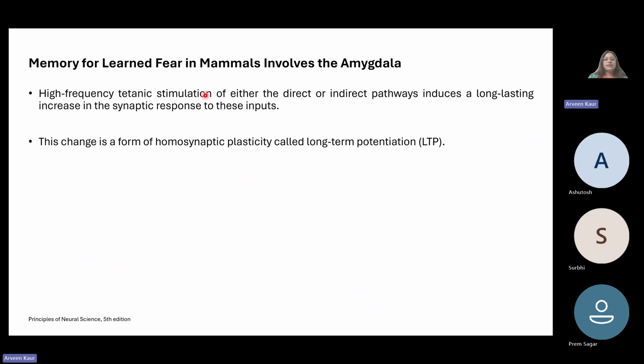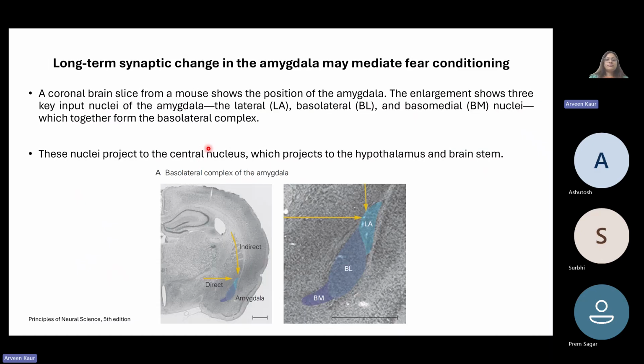Then high frequency tetanic stimulation of either the direct or indirect pathway induces a long-term increase in synaptic response in these inputs. This change is a form of homosynaptic plasticity, which is known as long-term potentiation, as we have studied before as well. This long-term synaptic change in amygdala may mediate fear conditioning altogether. The coronal brain slice from a mouse shows the position of the amygdala, as you can see over here. The enlargement shows three key input nuclei of amygdala, the lateral nuclei over here, basolateral over here, and basomedial over here, which together form the basolateral complex.